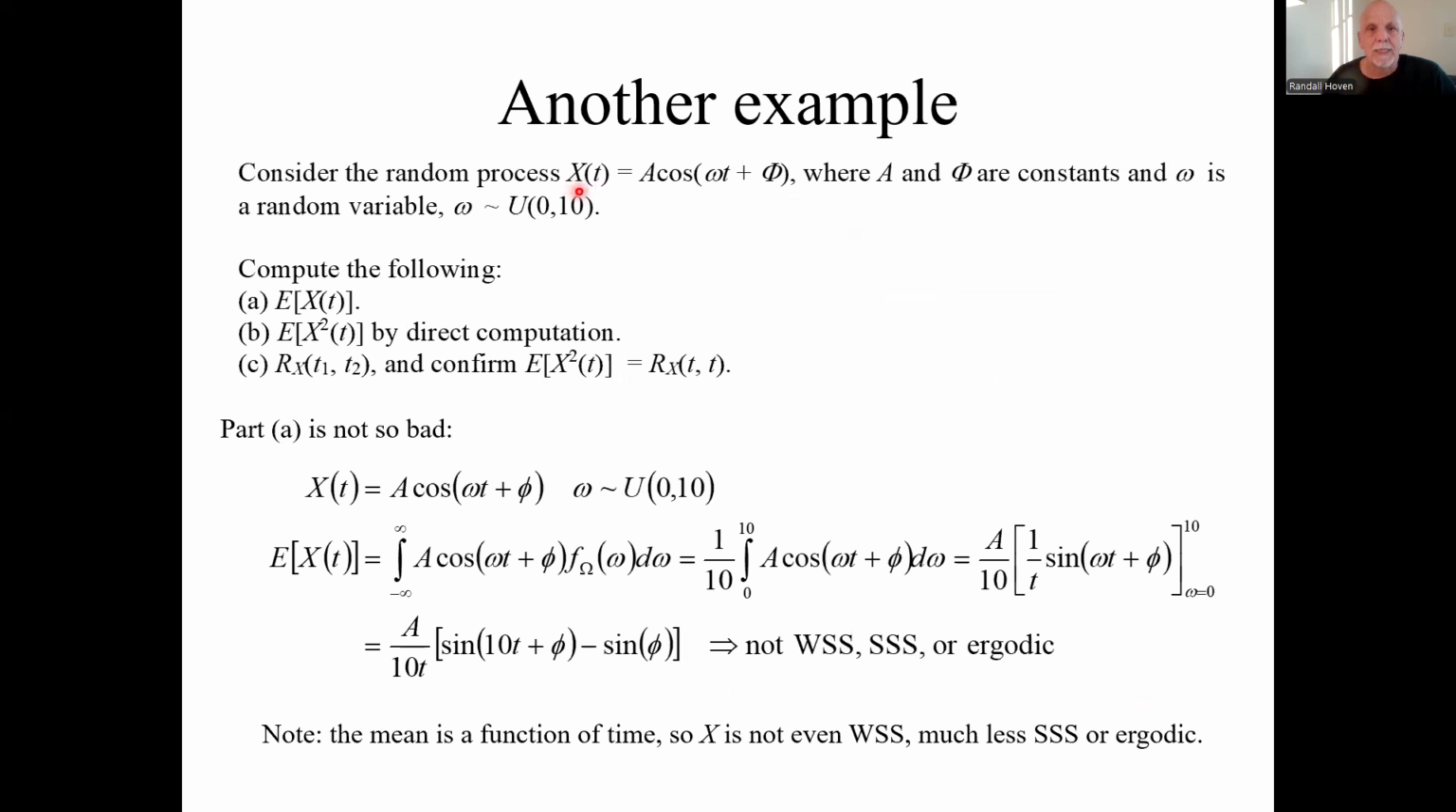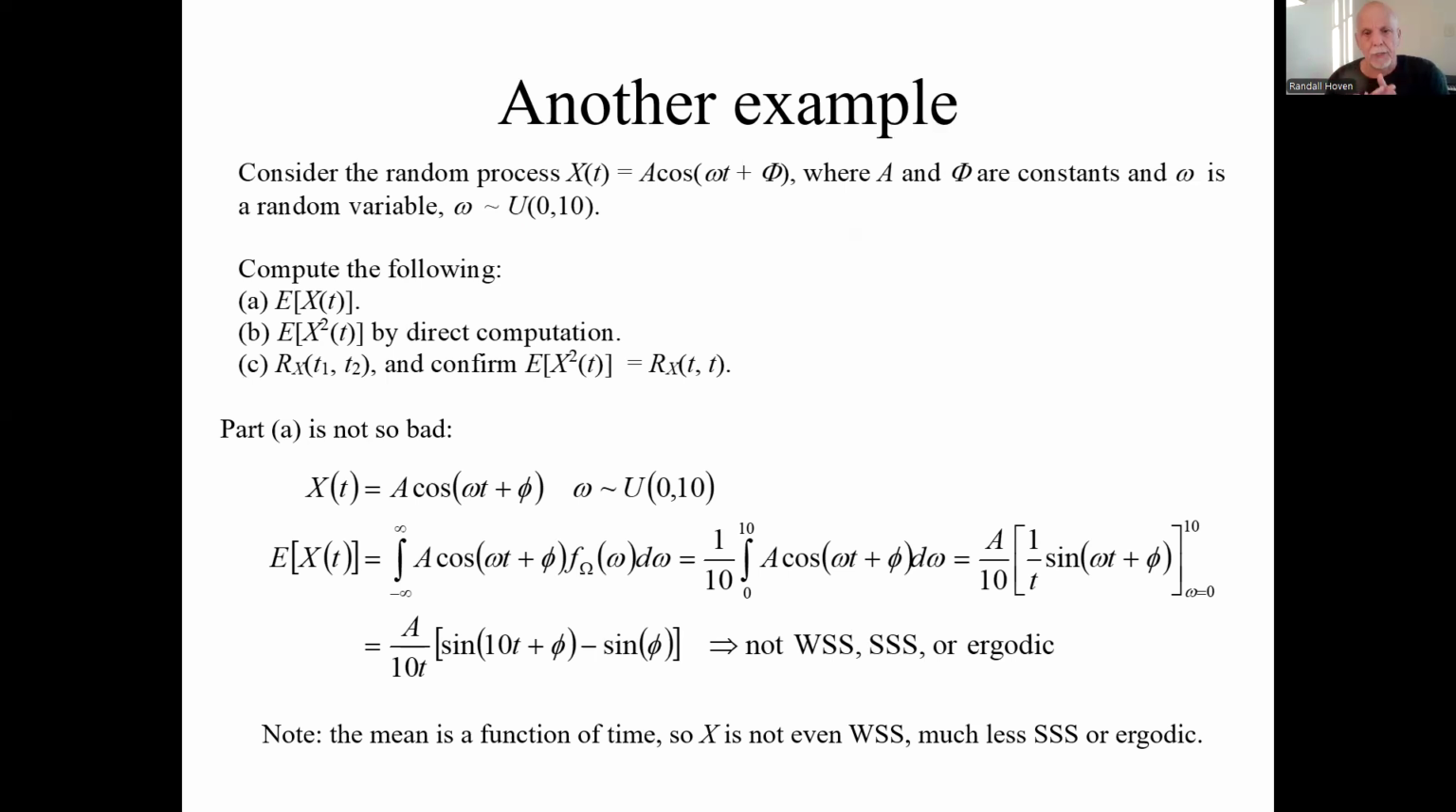Here, the random process X is this function where A and phi are just constants or parameters, but omega is a random variable uniformly distributed from 0 to 10. Read all these guys. Find the mean. Get the mean square directly, and then compute the autocorrelation function and confirm that the mean square is just the same as the autocorrelation function at the same slice of time.